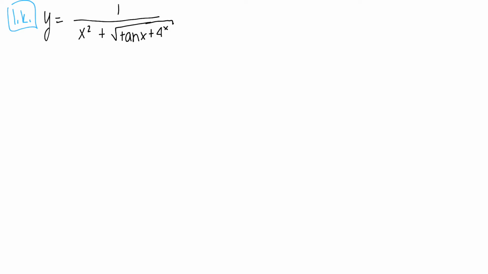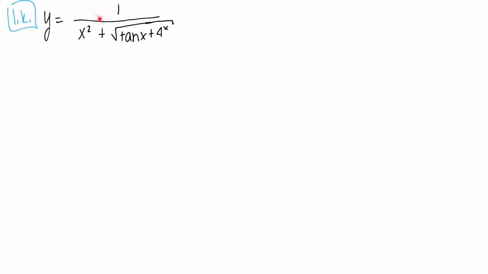All right, so now 1k. Y equals 1 over x squared plus the square root of tangent x plus 4 to the x. Now here's the thing. You can do quotient rule here. That's totally fine. And in the answer key, I do both. I do quotient rule, and then I also do using a trick.